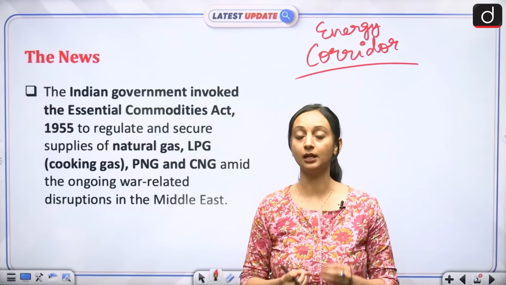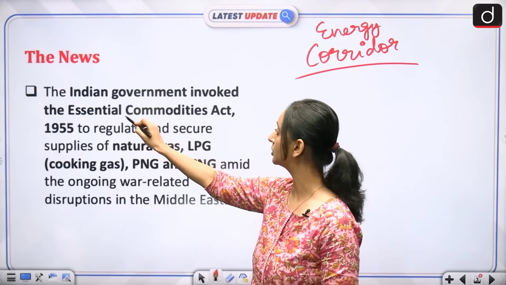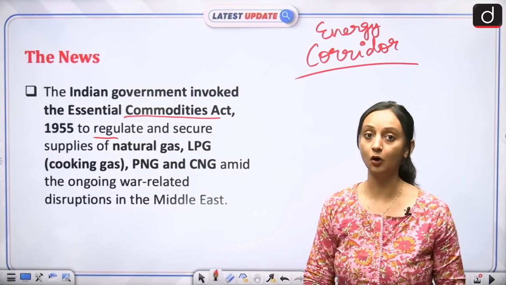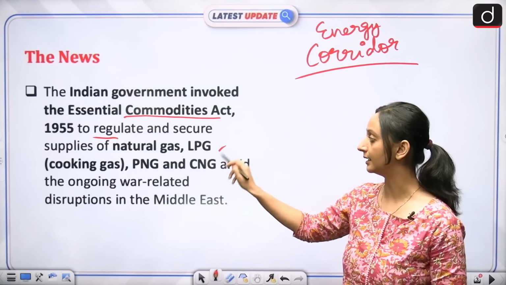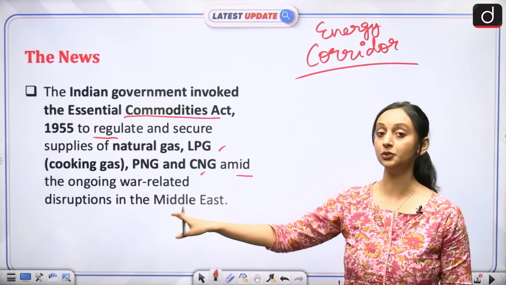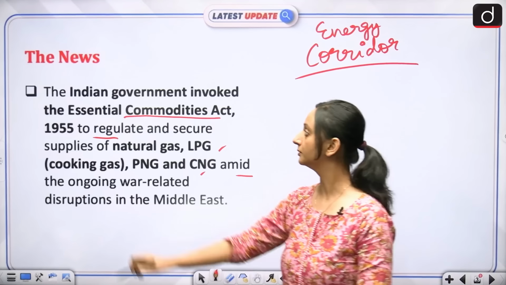So that is why the government felt the need to invoke the Essential Commodities Act 1955 to regulate and secure the supplies of natural gas, LPG, PNG and CNG amid the ongoing war-related scenarios in the Middle East. Now, 2-3 things to note here right now.